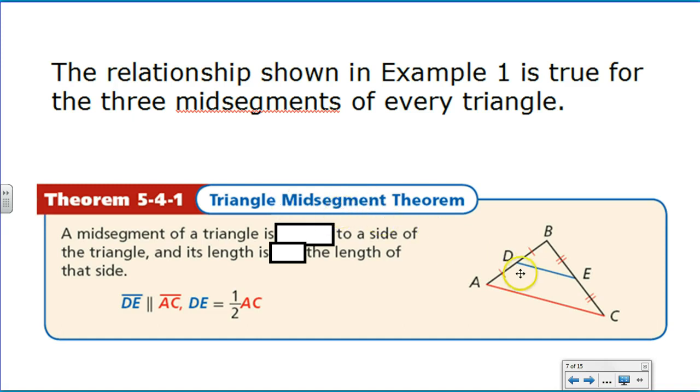A midsegment of a triangle is parallel to a side of the triangle, and its length is half the length of that side. So look at that. The midsegment is parallel to a side of the triangle, and the midsegment's length is half the length of that side. Very cool theorem, the triangle midsegment theorem.